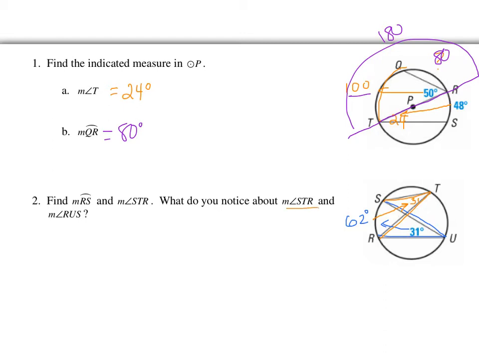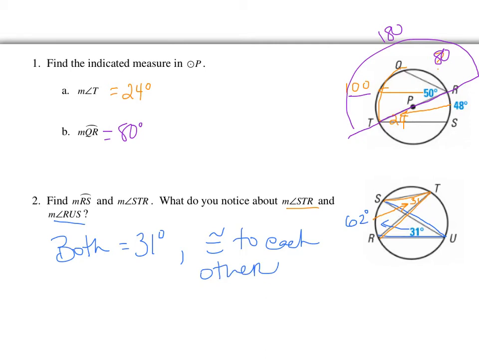So what do we notice about angle STR and RUS? They are both 31 degrees. So they are congruent to each other, and they share the same arc in the circle.